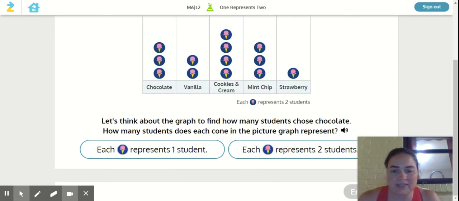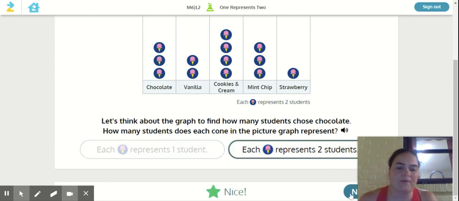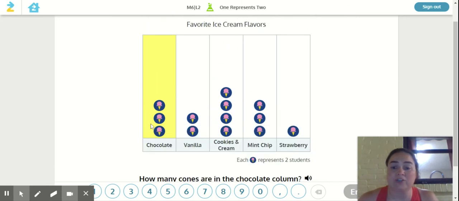Okay, it says, so let's think about the graph to find out how many students chose chocolate. How many students does each cone in the picture represent? Well, in the last one, they represented 1, but this is the key. This is called a key to the graph, and each one represents 2. So chocolate, 2, 4, 6.